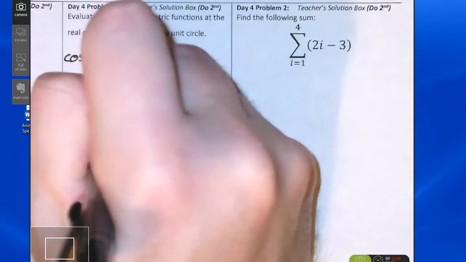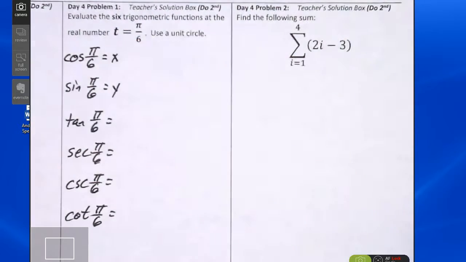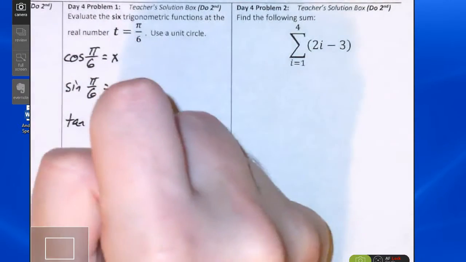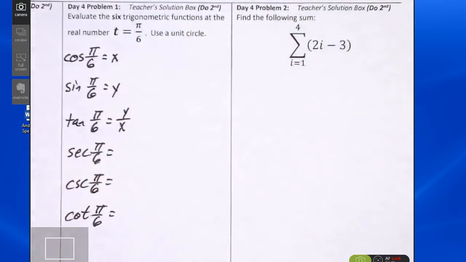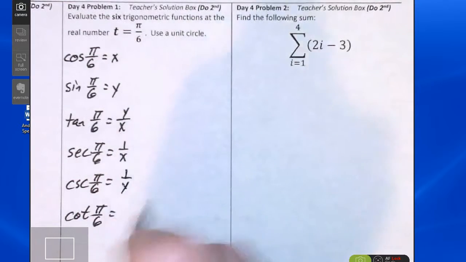To find the cosine, we're going to use the x-coordinate of a point on the unit circle. Sine is the y-coordinate of that point, and tangent is y divided by x. Secant is 1 over x, cosecant is 1 over y, and cotangent is x over y. These are all the reciprocals of the first three.